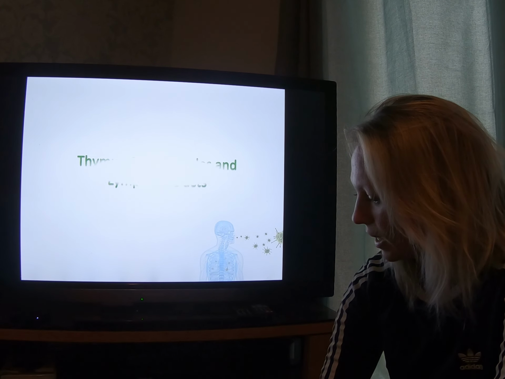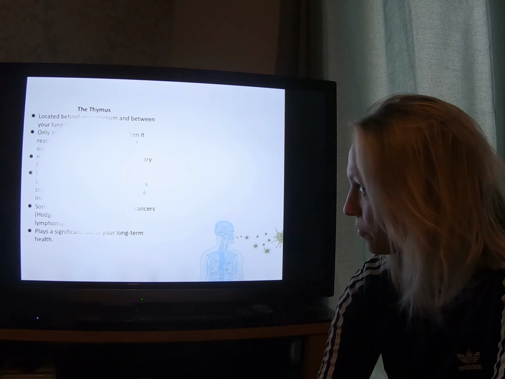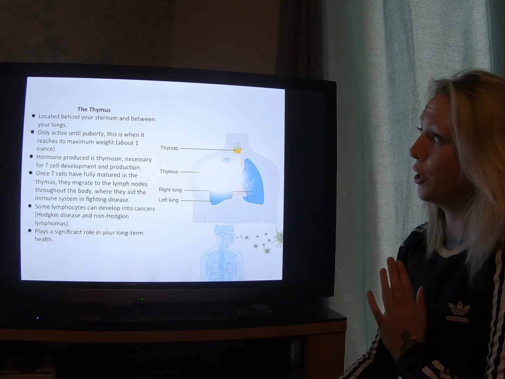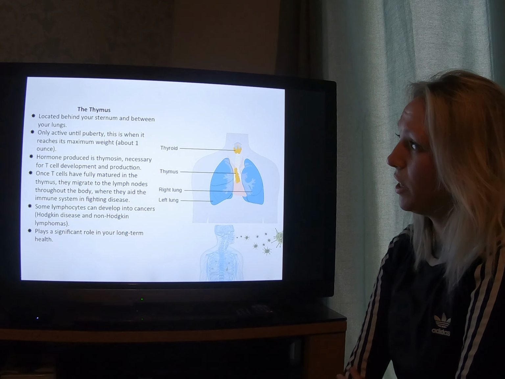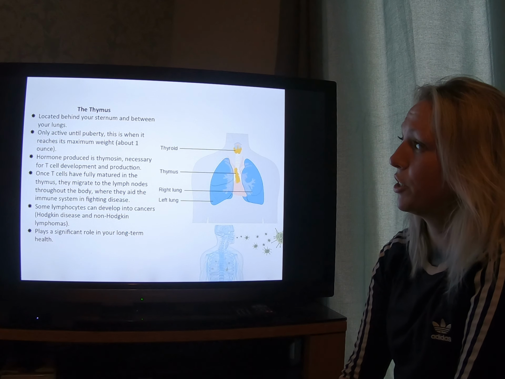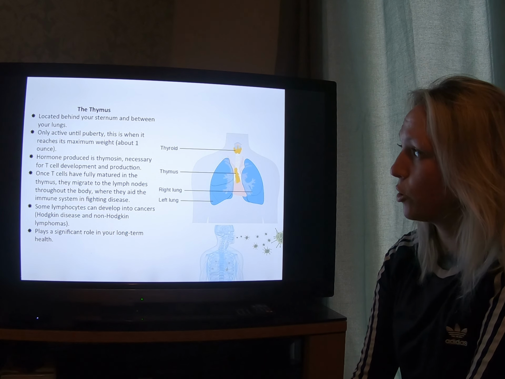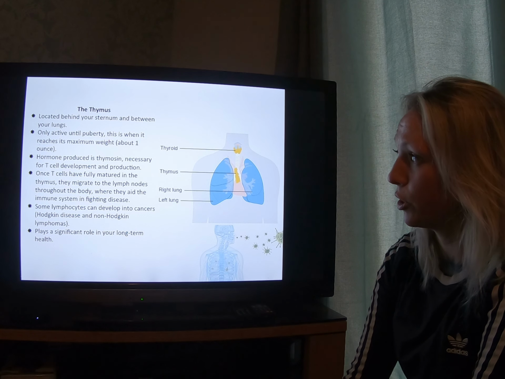So on to the next. We're going to look at thymus, lymph nodes, and lymphatic ducts. The thymus is located behind your sternum, in between your lungs, as you can see from the diagram. It's only active until puberty, and this is when it reaches its maximum weight, which is only about 1 ounce. The hormone that's produced is thymosin. It's necessary for T cell development and production.